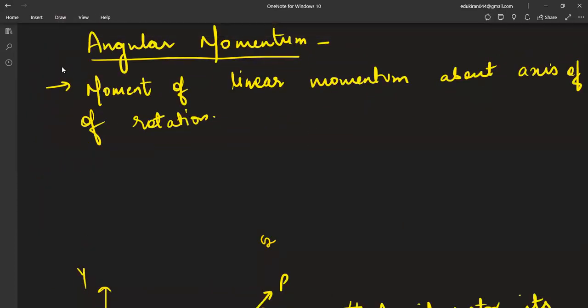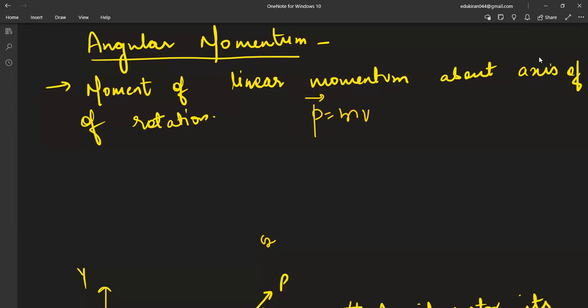Now coming to angular momentum. See, linear momentum we discussed in laws of motion. What was the formula of linear momentum? Anyone? Yes, correct, Harsha. Mass into velocity. Alia, very good. Mass into velocity. So linear momentum was basically the product of mass and velocity.